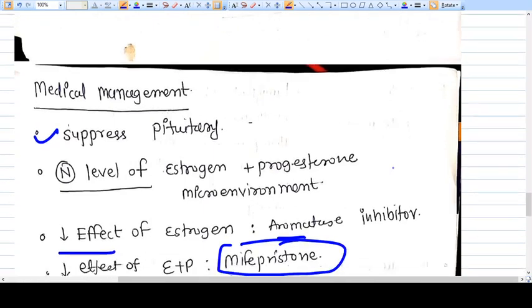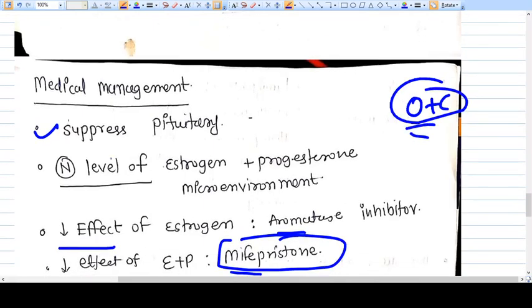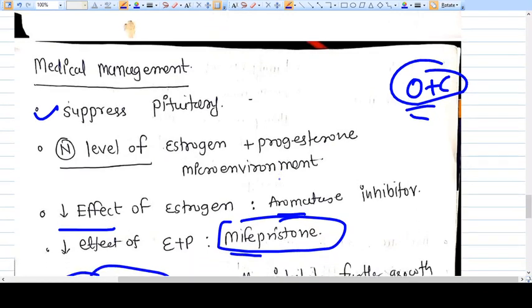What is the most commonly used drug? It is OC pills. What do OC pills do? They just normalize the level of estrogen and progesterone microenvironment.